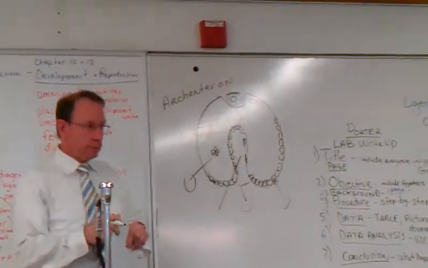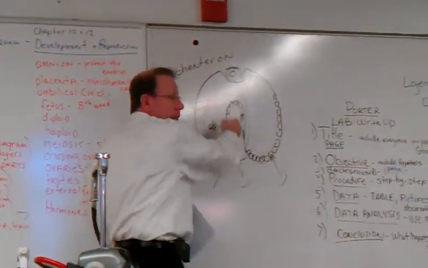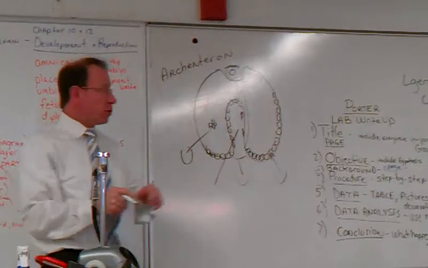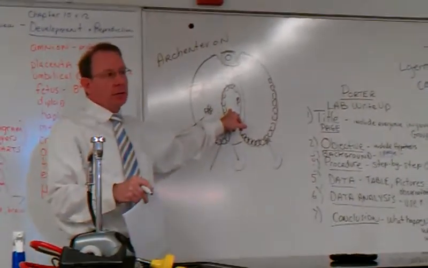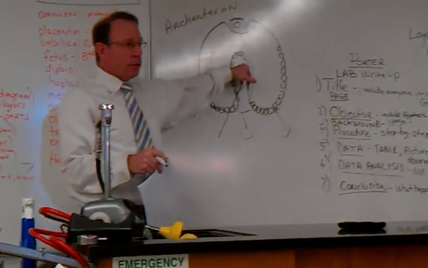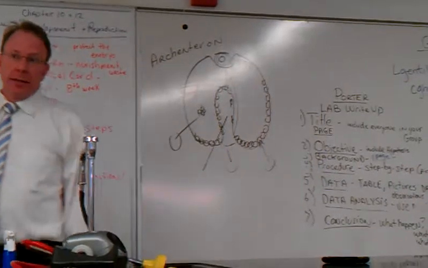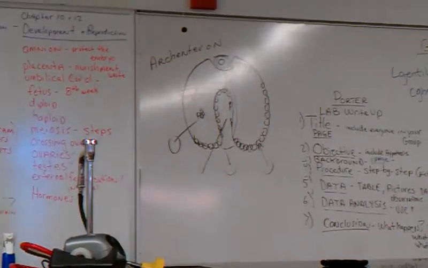The endoderm is the lining around the archenteron, actually inside the primitive gut itself. This is the blastopore, the mouth. The endoderm is actually the lining of the digestive system, just the lining, not the archenteron. Okay, all right, any other questions?